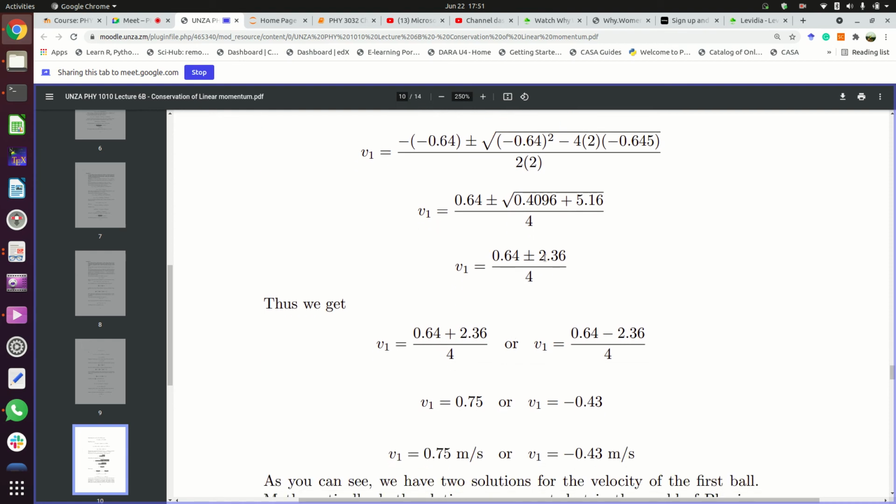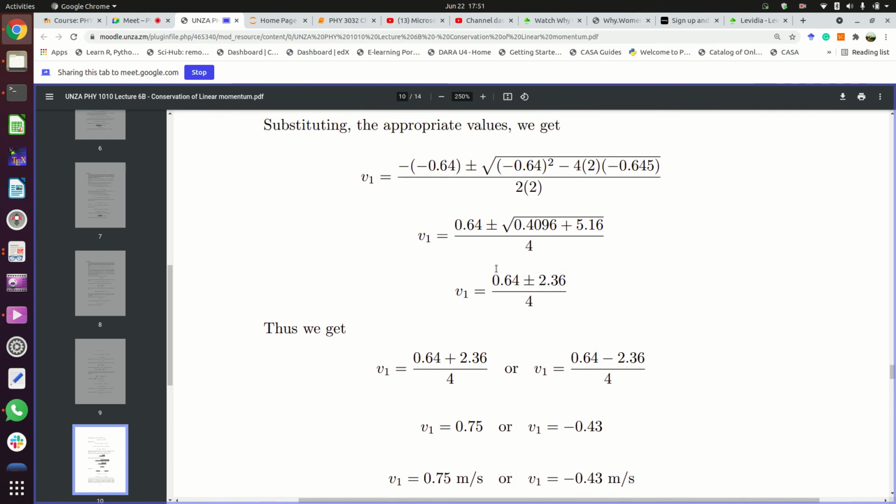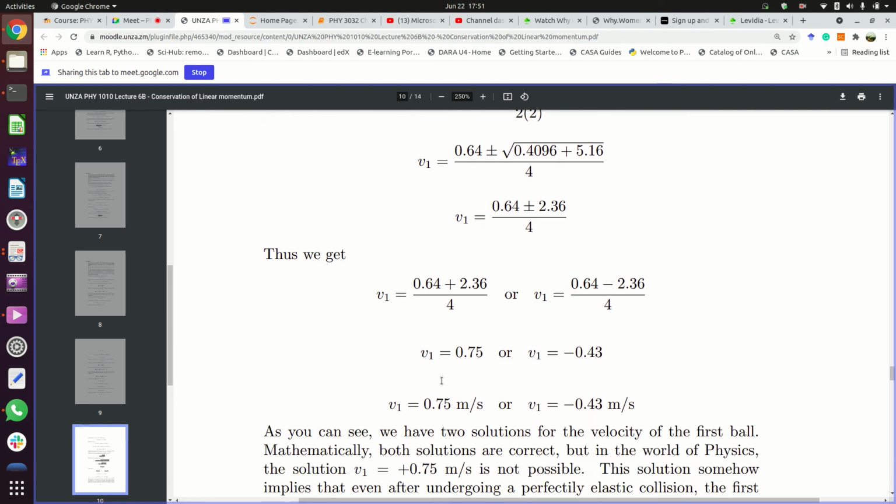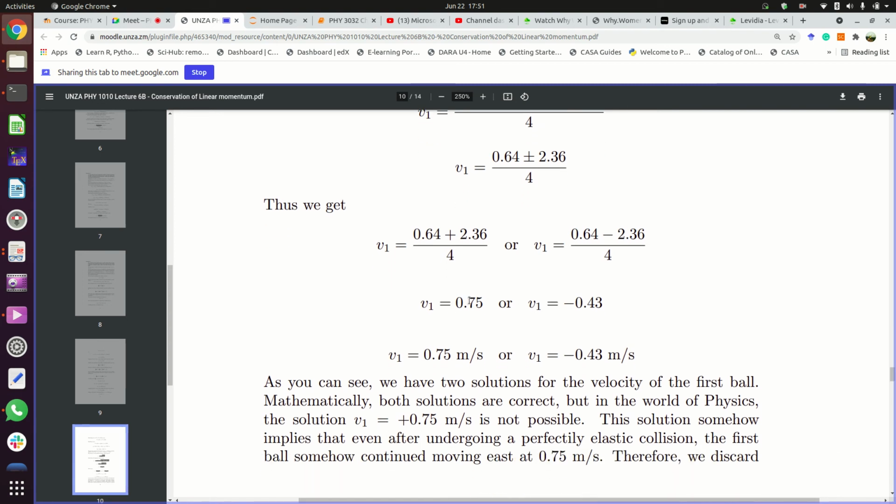So what you are looking at here is that mathematically, after the collision happens, there are two velocities for the first mass. So v1 is equal to 0.64 plus 2.63 over 4, or v1 is equal to 0.64 minus 2.32 divided by 4. When you work this out, you end up with v1 equal to 0.75, or v1 equal to minus 0.43.